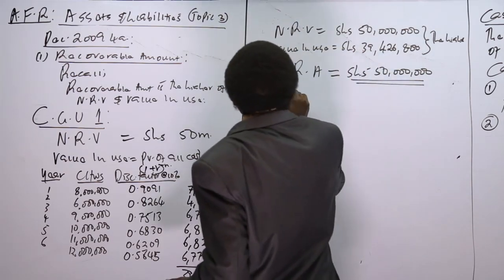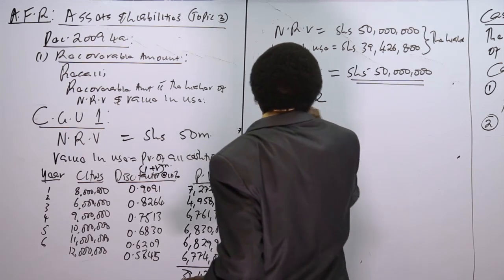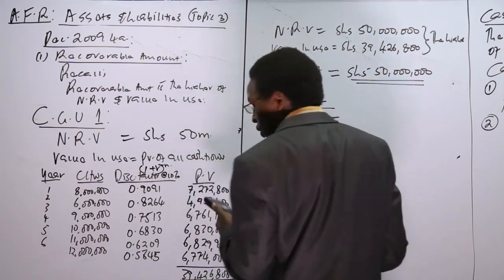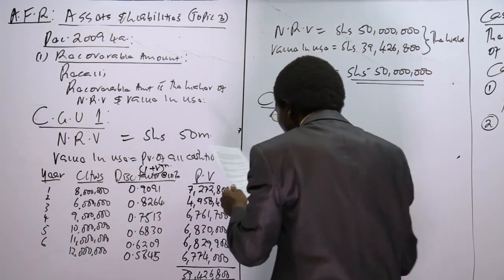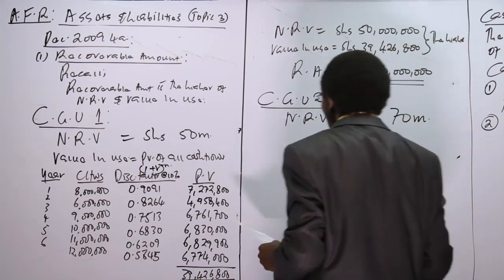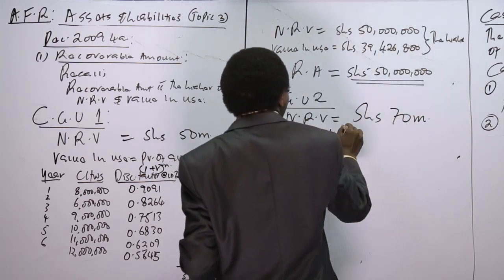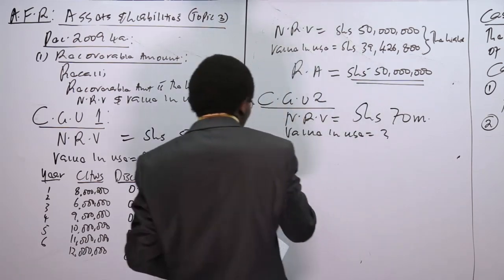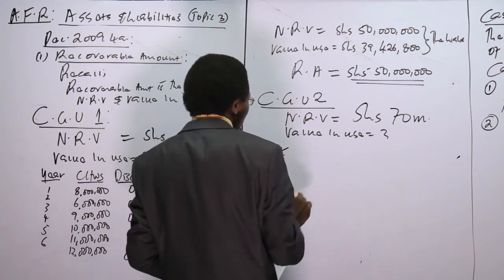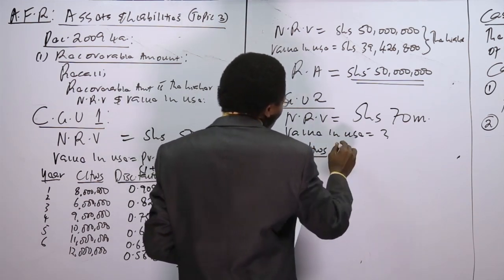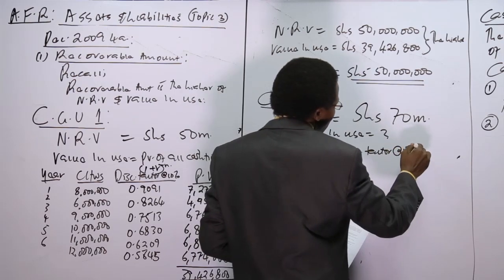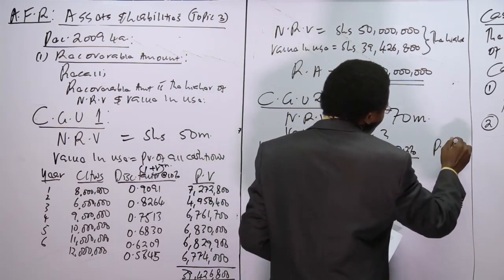We come to cash generating unit 2. We do the same. Our net realizable value, which we were given, is shillings 70 million. So what will be the value in use? We do the same. We bring in years 1, 2, 3, 4, 5, and 6, the cash flows, and the discounting factor, which this time is at 12%, not 10%. Then we get the present value.